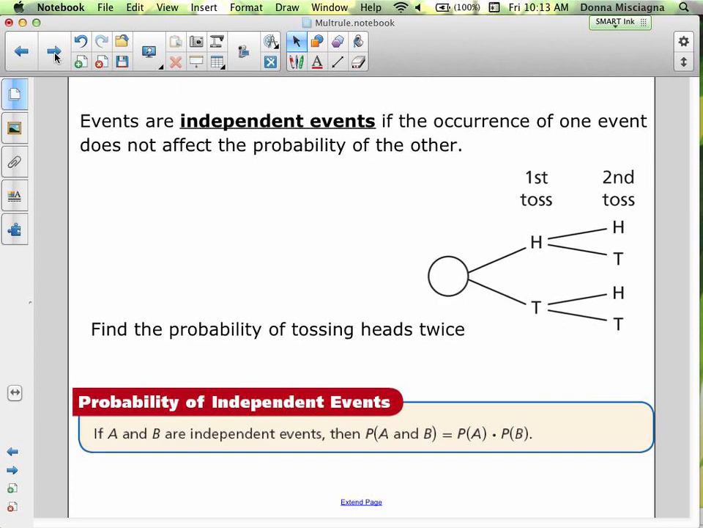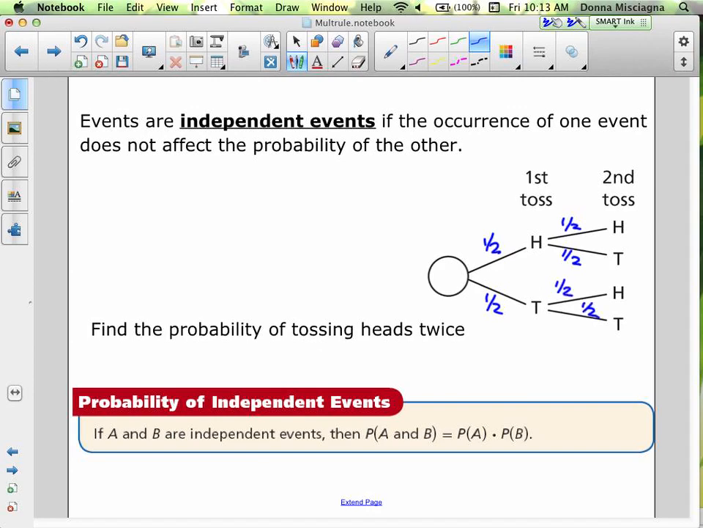So here the probability of tossing heads. If you toss a coin, there's a heads and there's a tails. So you have a probability of 1/2 of getting a heads and 1/2 of getting a tails. There's 2 options and there's 1 of each. If you toss the coin again, you still have a probability of getting a heads of 1/2 and the probability of getting a tails is 1/2, regardless of what you got on the first toss. It doesn't make any difference, right?